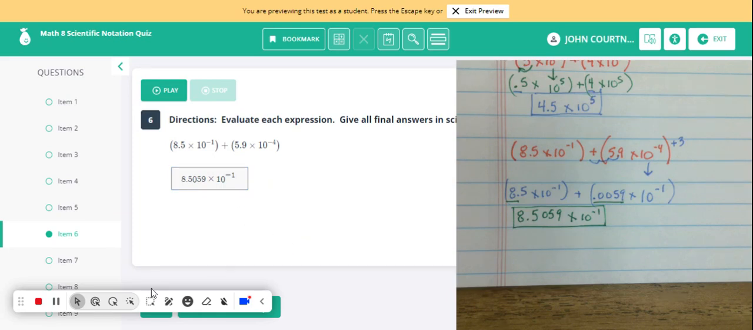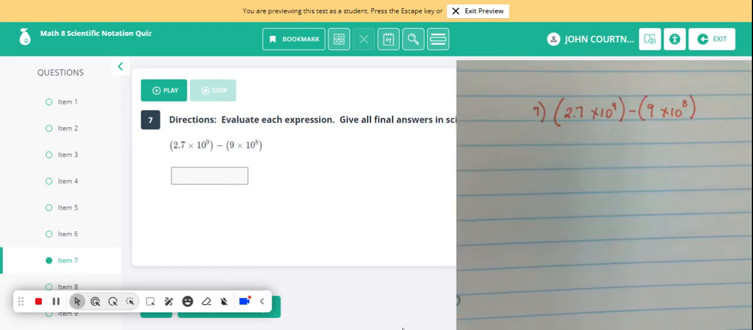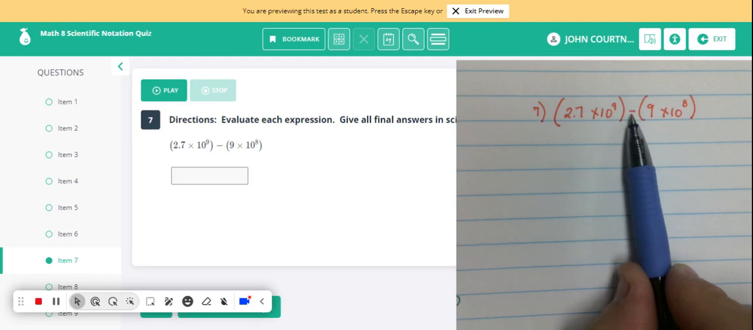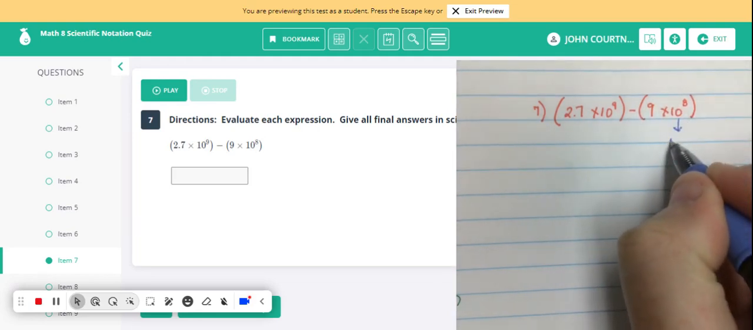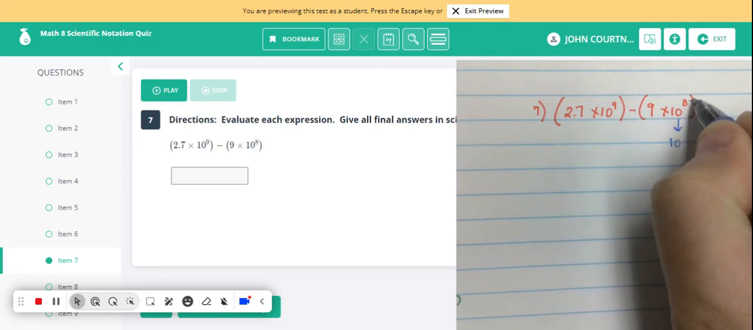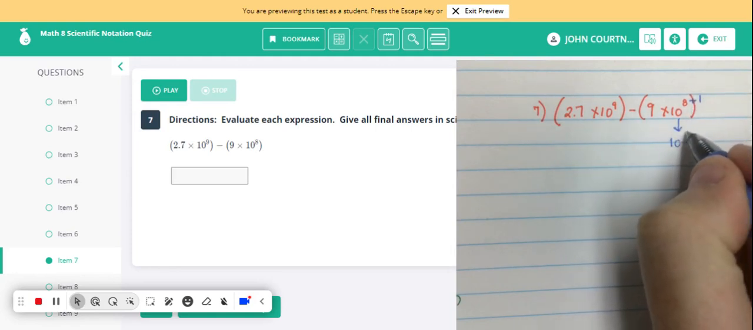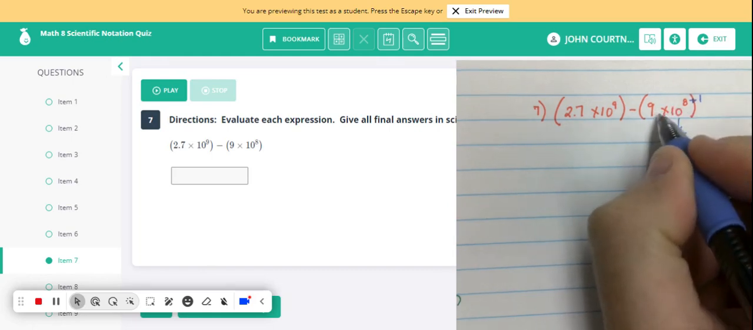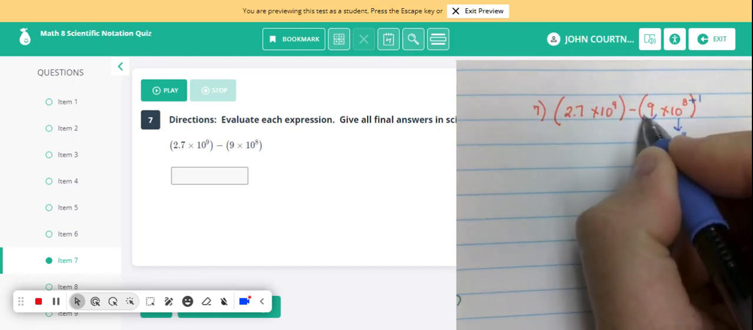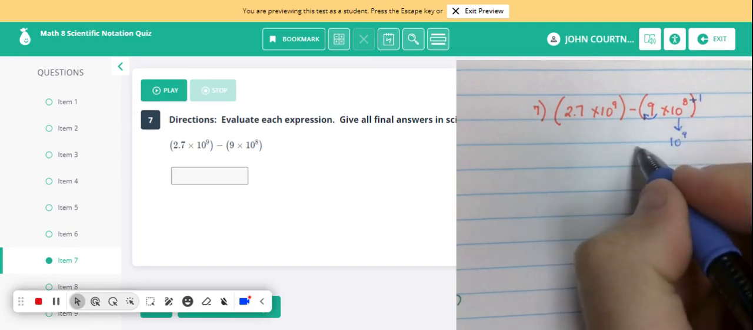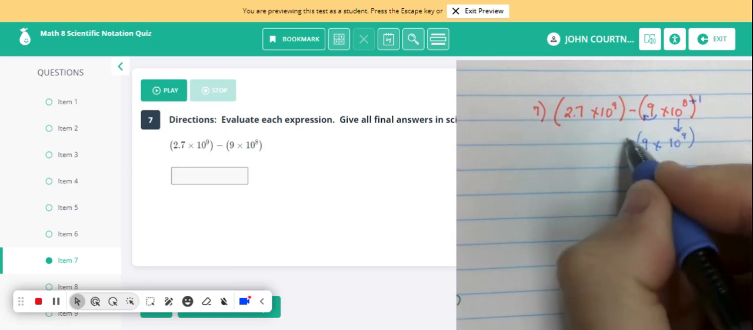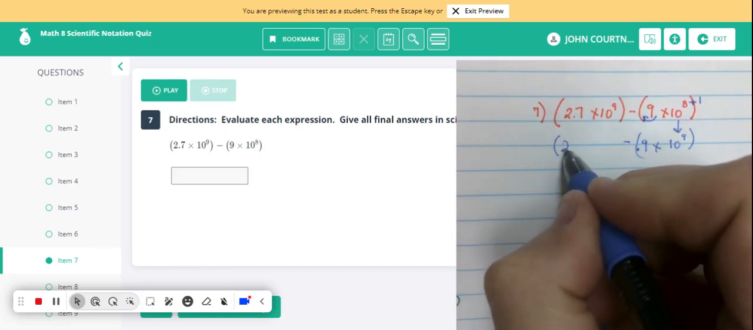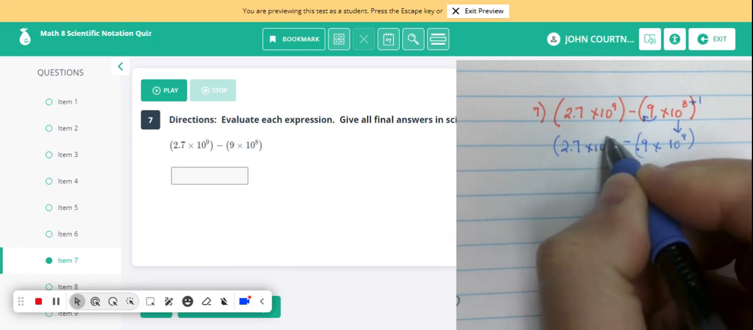Let's see what number 7 looks like. For number 7, seeing a very similar type of problem, only this one's subtraction. So I'm going to do the same thing. I'm going to make my smaller exponent look like my bigger exponent. I'm going to add 1 to that, so that's going to be 10 to the 9th power. If I add 1, I move to the left. Left add, right subtract. I have 0.9 times 10 to the 9th power subtracted from 2.7 times 10 to the 9th power.